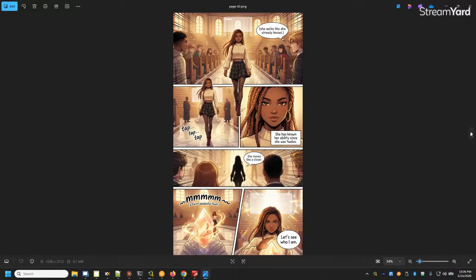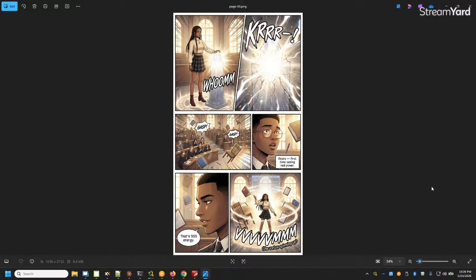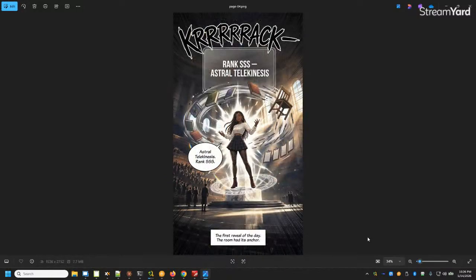Let's see who I am. And then, of course, it cracks, not the crystal, but around it cracks because she's going to receive a triple S ability. That's triple S energy. Okay. And then her ability is triple S astral telekinesis. I don't even know what that really is. I know it's something dealing with telekinesis. First reveal of the day.